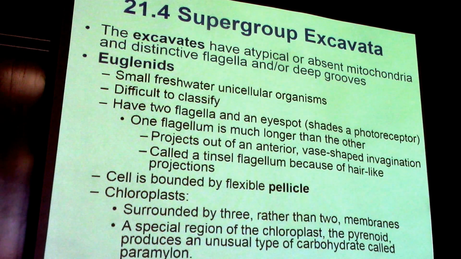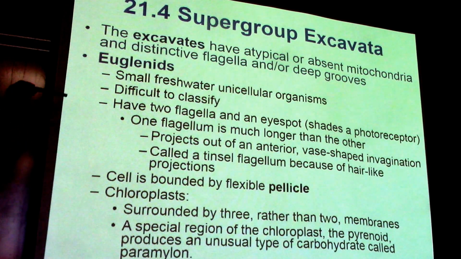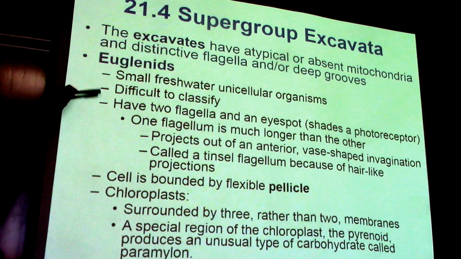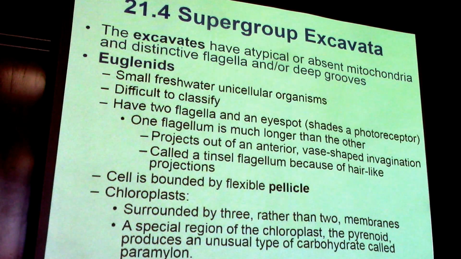The next supergroup is excavata. Excavates are very atypical in the shape of their mitochondria. Either mitochondria are completely missing in those organisms, or they are in a very different shape than what we are normally familiar with. Euglena is one example, and organisms that are Euglena-like are called euglenids.